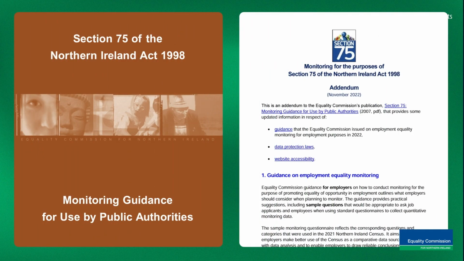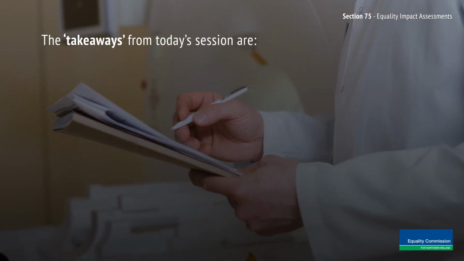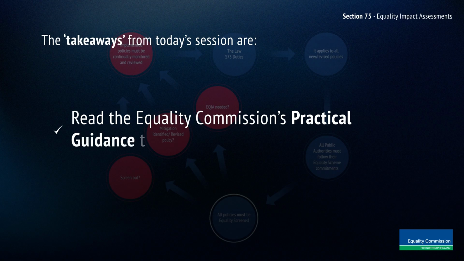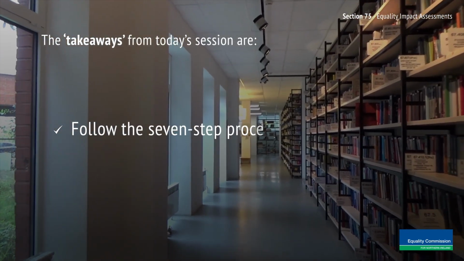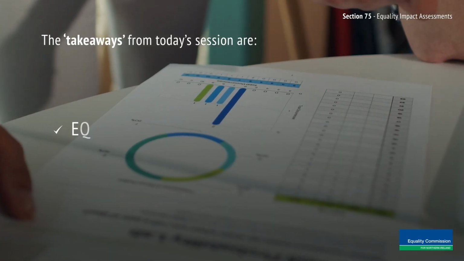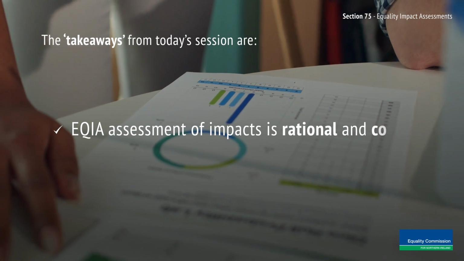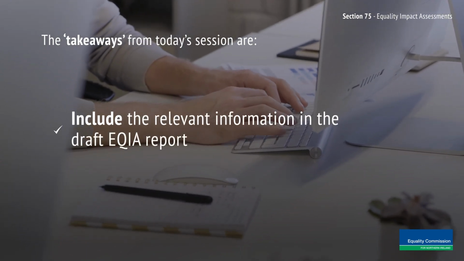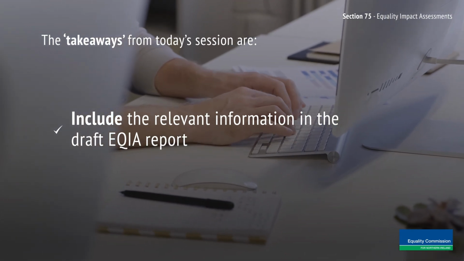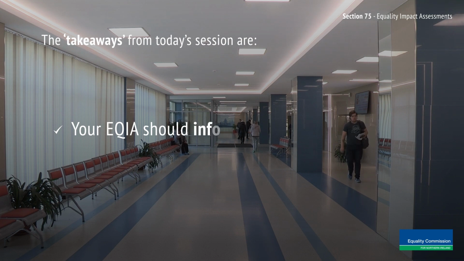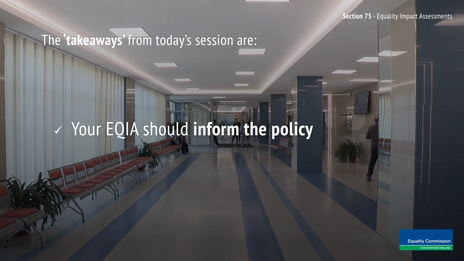The takeaways from today's session are: read your organisation's equality scheme and understand the commitments it imposes on you. Read the Equality Commission's Practical Guidance to Equality Impact Assessment, which outlines the 7-step EQIA process. Follow the 7-step process in a meaningful way, with rigour and an open mind, ensuring that it is not just a tick-box exercise. Ensure that your EQIA assessment of impacts is rational and coherent and informed by appropriate data and evidence. Include the relevant information in the draft EQIA report so that the consultees are informed of your proposals and your assessments and the rationale for these. This will make your engagement with them transparent and more meaningful. Your EQIA should inform the policy under development or review and help you decide if the policy could be improved.